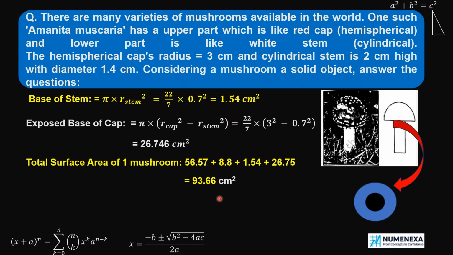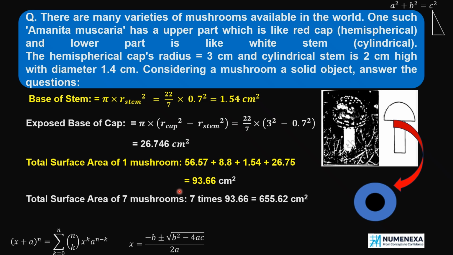But our final objective is to find out the total surface area of 7 mushrooms. So finally, the total surface area of 7 mushrooms will be 7 times the total surface area of one mushroom. So 7 times 93.66, which gives 655.62 centimeter square as the total surface area of 7 mushrooms.